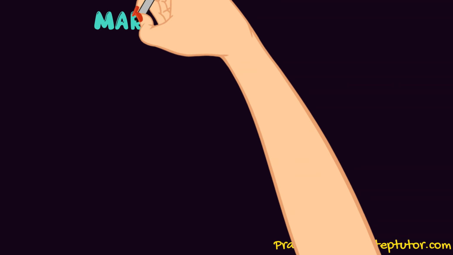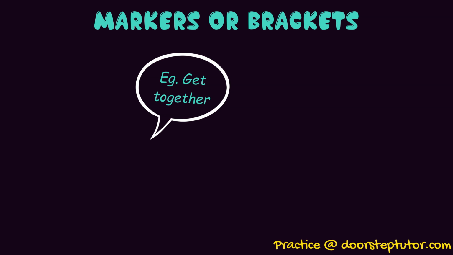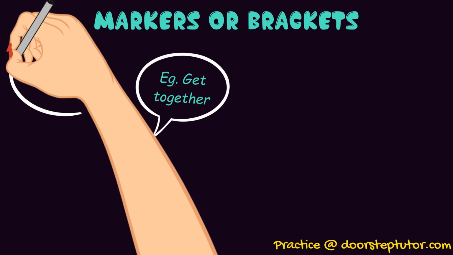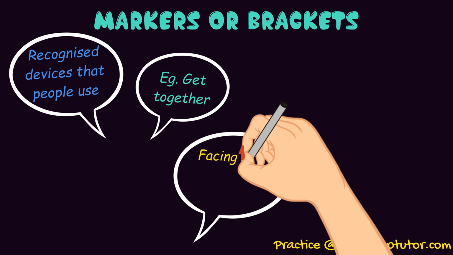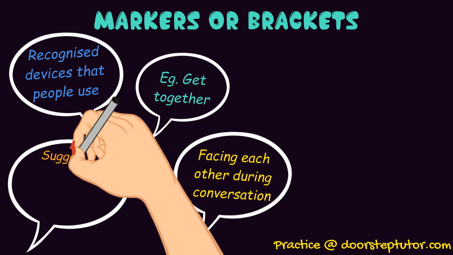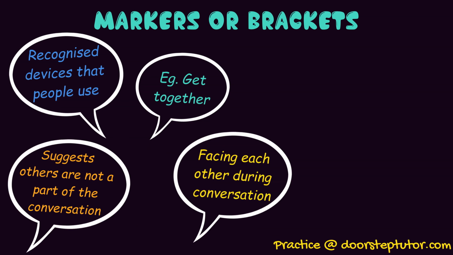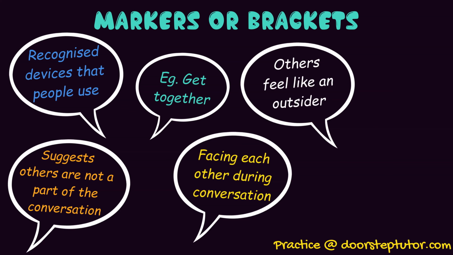The next concept is about markers or brackets. You must have seen, if there is a get-together or a party, there are a lot of small groups in that one party. Markers are the recognized devices that people use. When there are small groups in a gathering, you understand that they are talking about something private, something in which they all have certain interest or participation. And when you look at them closely, they are all looking at each other in a circle or a semicircle, and it gives a clear indication that others are not a part of it. It is our own private circle, and others are not welcome. So others definitely feel like outsiders. This is what markers or brackets are.